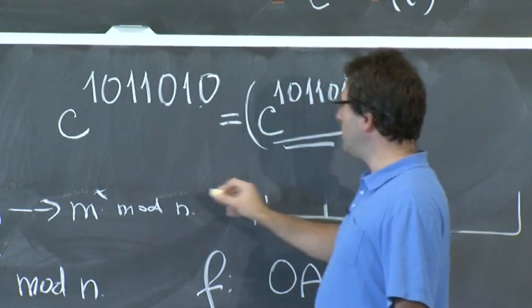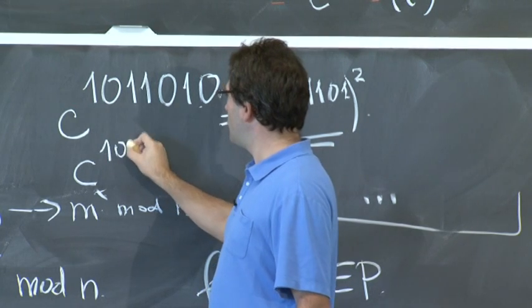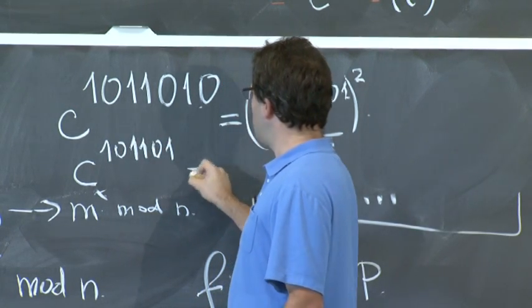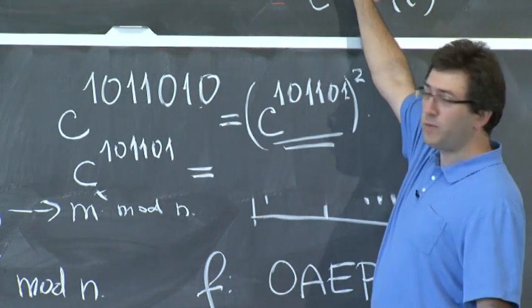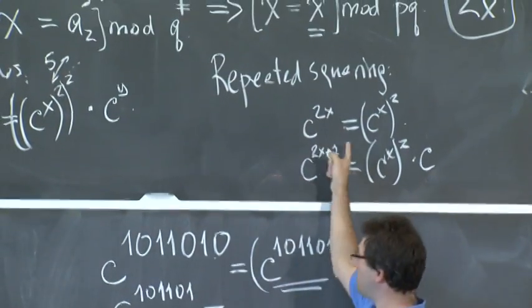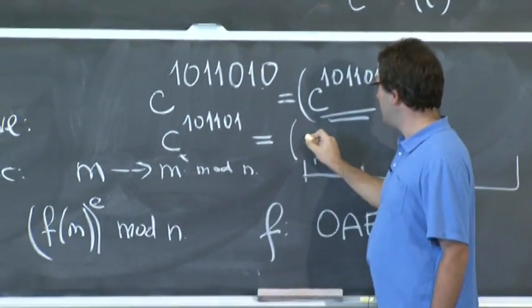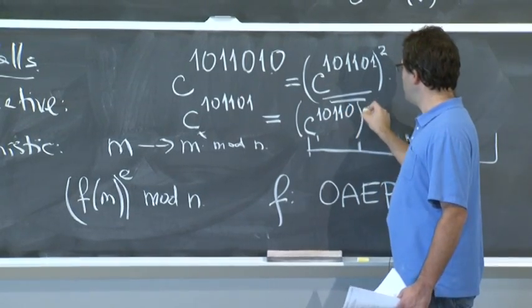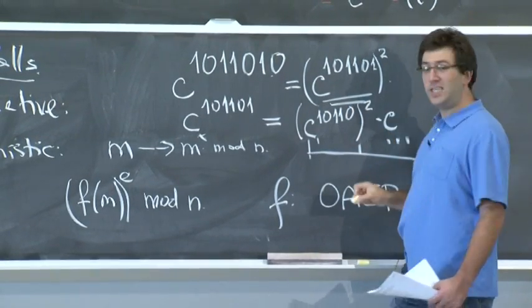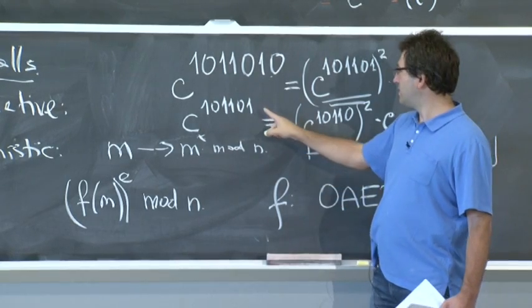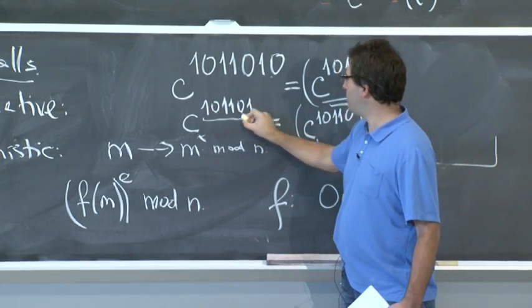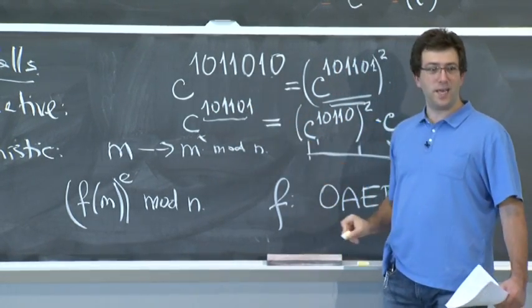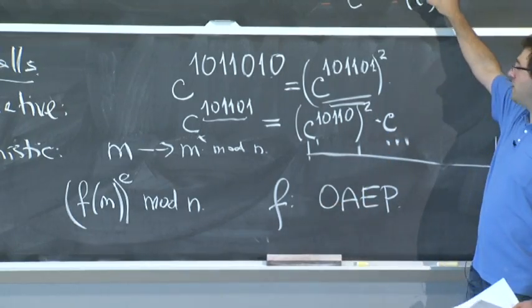Now we're going to compute this guy. c to the 1, 0, 1, 1, 0, 1 is equal to, well, here we can't use this rule because it's not 2x. It's going to be 2x plus 1. So now we're going to write, this is c to the 1, 0, 1, 1, 0 squared, times another c, because it's this prefix times 2 plus this 1 at the end. So that's how you fish it out for repeated squaring.